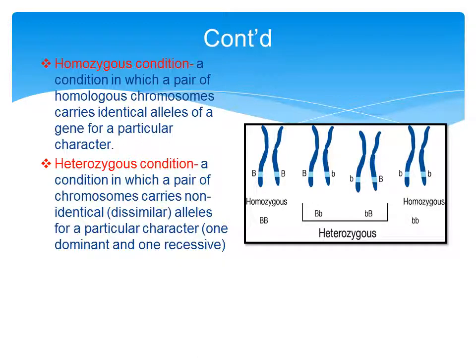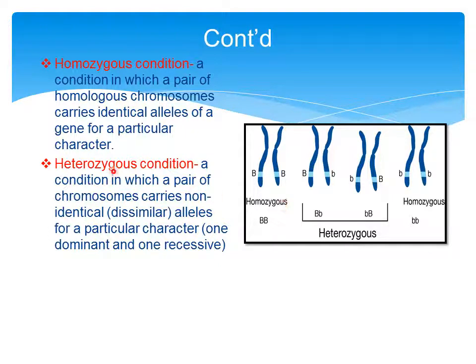Now here we will start with the homozygous condition. What is it? Homozygous condition, or homozygous chromosomes. Here we can see the diagrams. It is the condition in which a pair of homologous chromosomes carries identical alleles. These two are identical alleles of a gene for a particular character, and here also they are carrying identical alleles of a gene for a particular character. This is what happens in the homozygous condition.